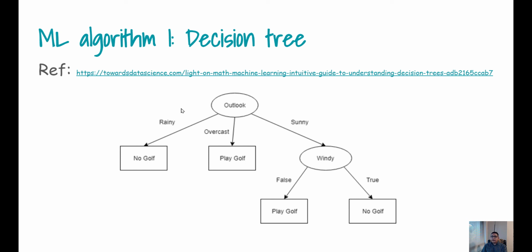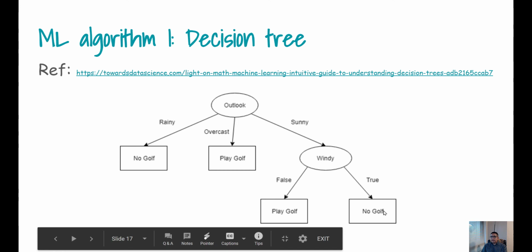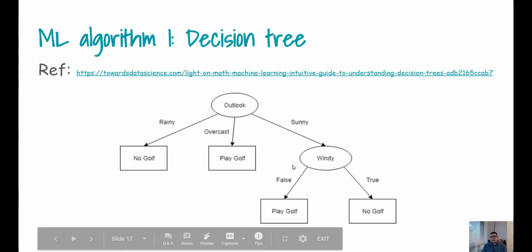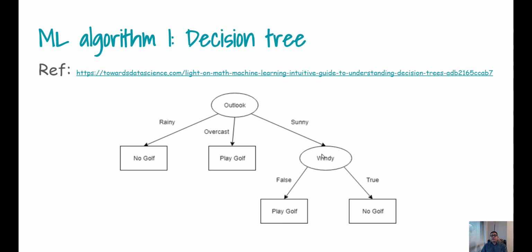So say for example, if you have a rainy day, you might choose not to play golf. If you have an overcast day, you might play golf. If you have a sunny day, then given that it is a very windy day, you might consider not playing golf anymore. But if it is not a windy day, you might decide to play golf. So as you can see, there are some layers of variables or observations that are helping you to make your decision.